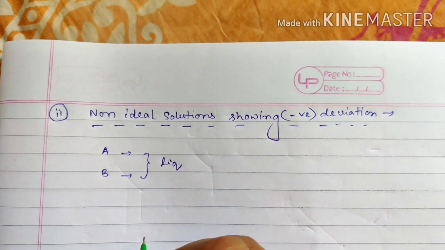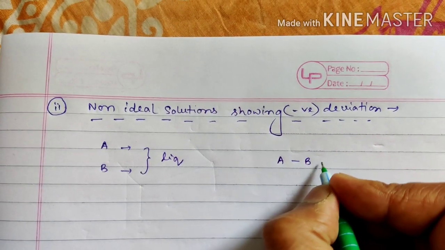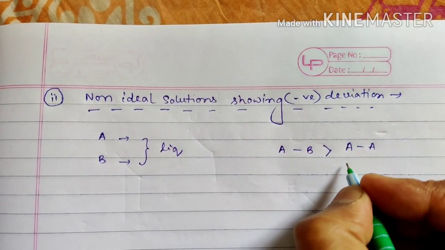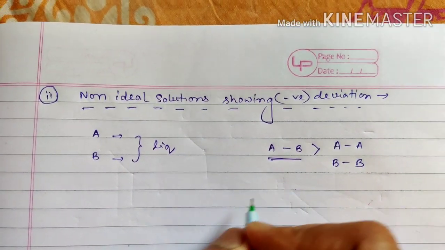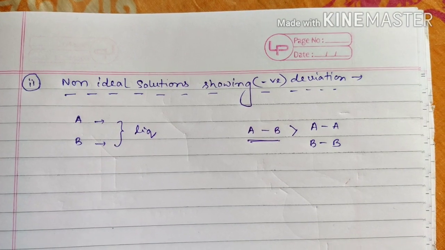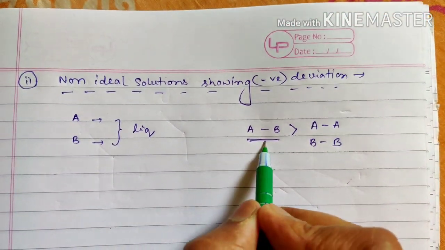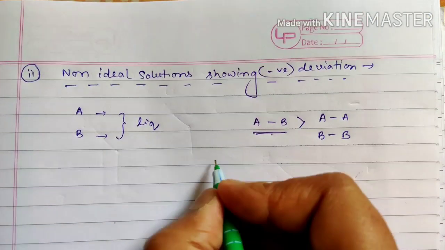But here we will observe that the AB interaction is stronger than AA type or BB type. That means after mixing, the interaction becomes higher. So if the interaction becomes higher after forming the solution, obviously the escaping tendency will be less.